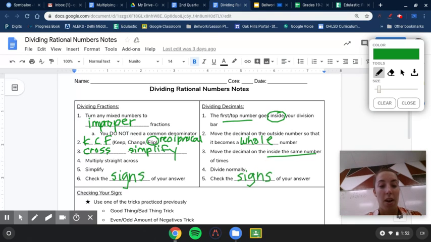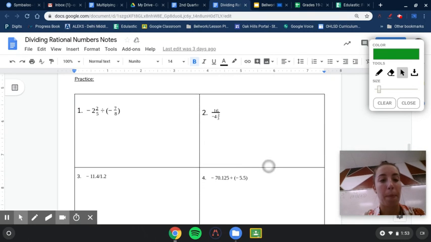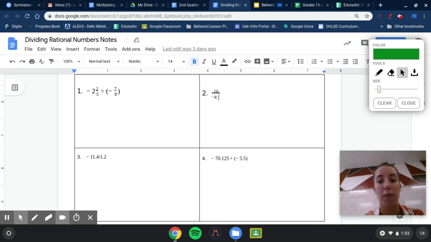Okay, so if we scroll down here, for checking your signs, use the tricks that we practiced yesterday. If it's a good thing or bad thing trick, or an even or odd number trick, or if it's the same, it's positive; if it's different, it's negative. Anything to help you out. Okay, so let's go ahead and practice doing fractions first, and then we'll do decimals after that.